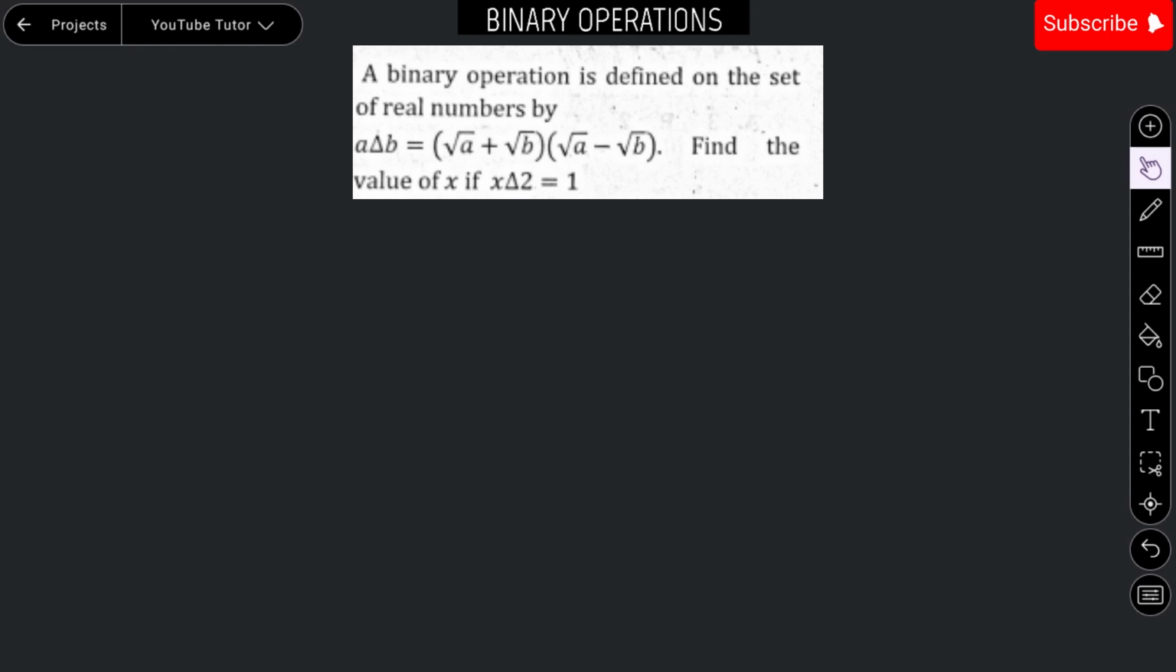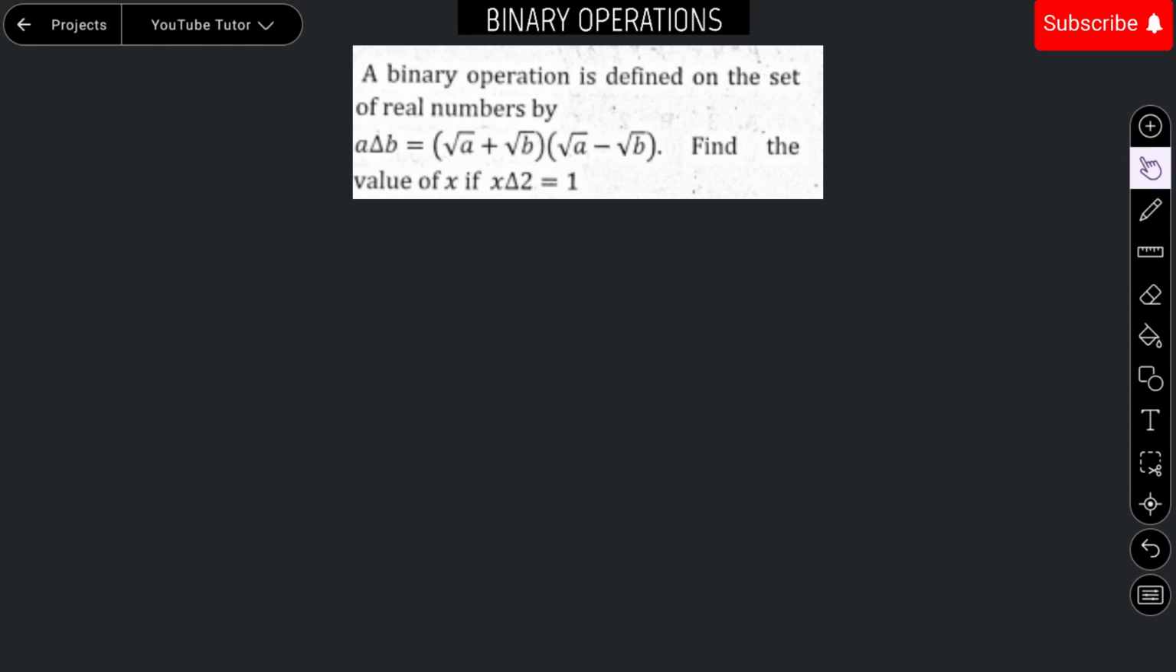In today's video, we have a question which says, a binary operation is defined on the set of real numbers by A triangle B equals the root of A plus root of B, in parentheses, multiplying root of A minus root of B in another parenthesis. So we'll find the value of x if x triangle 2 is equal to 1.